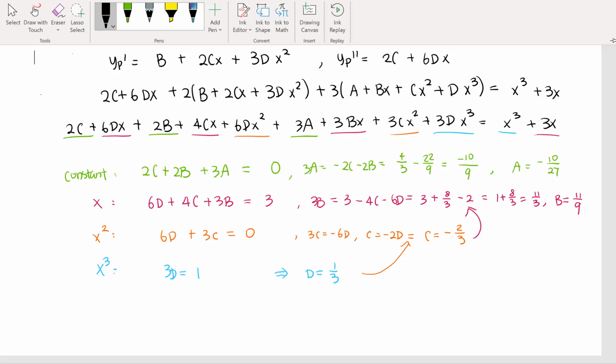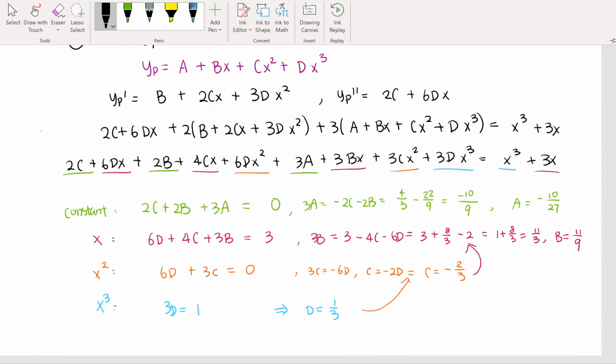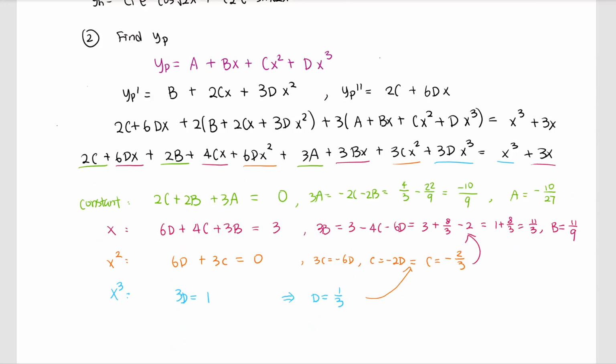So, what do we get? This is our yp. So yp equals A, where A is negative 10 over 27, plus B, where B is 11 over 9x, plus C, where C is negative 2 over 3x squared, plus D, where D is 1 over 3x cubed.